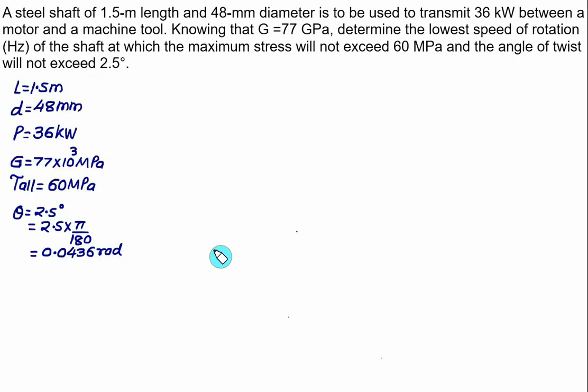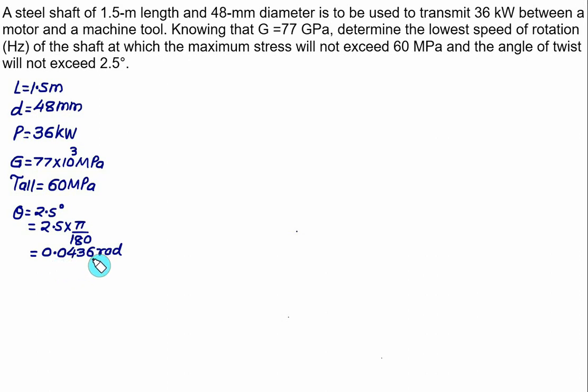So we'll model this as a solid shaft. We have been given the length equal to 1.5 meter, diameter equal to 48, and power transmitted equal to 36 kilowatt. The value of G is given as 77 into 10 to the power 3 megapascal. Tau allowable is equal to 60 megapascal. Angle of twist theta is equal to 2.5 degrees. That value you have to always use in radian, so multiply by pi divided by 180, which is 0.0436 radian.